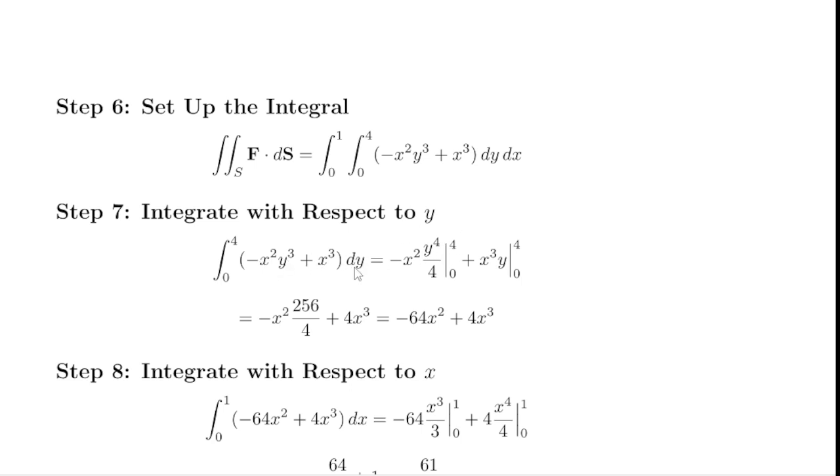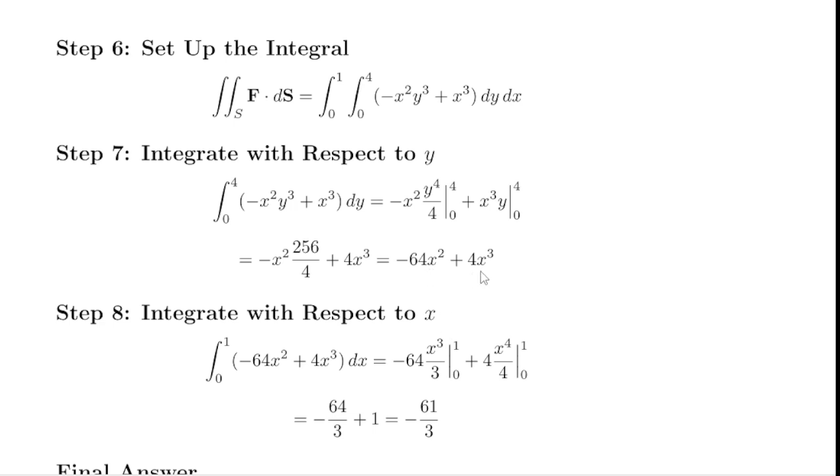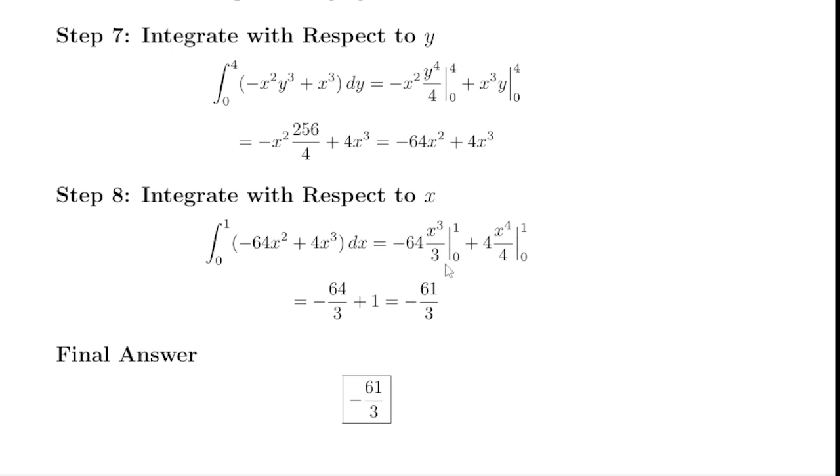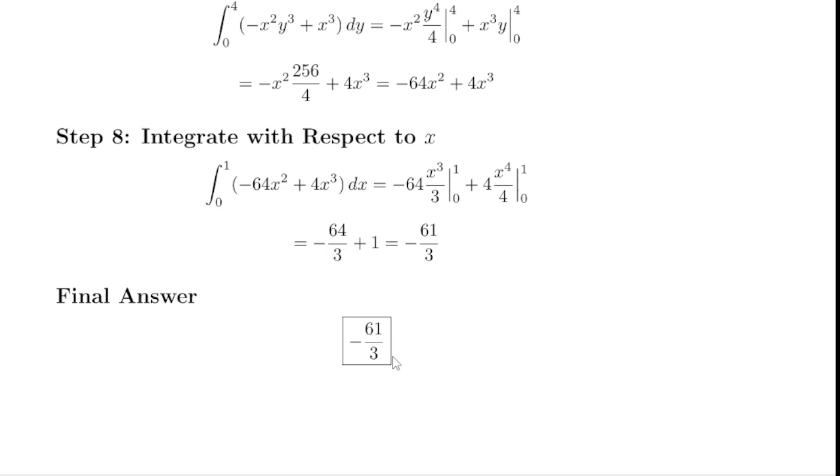We get negative x squared y to the 4th over 4 plus x cubed y. Evaluating it from 0 to 4, we get negative 64x squared plus 4x cubed. Now we need to integrate that between 0 and 1. So we get negative 64x cubed over 3 plus x to the 4th. And we get negative 61 over 3 as our final answer.